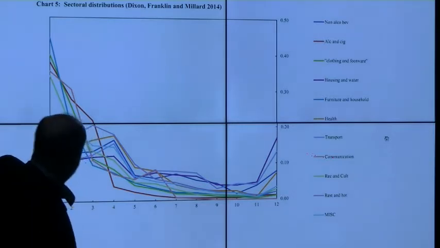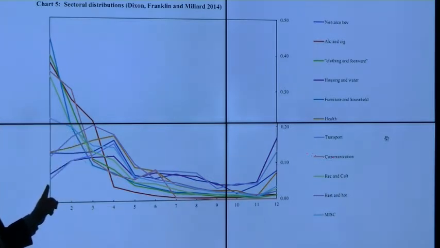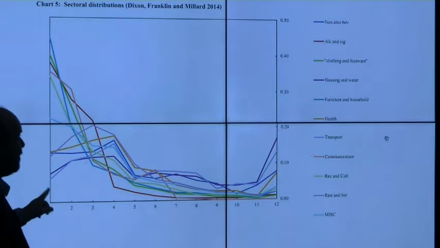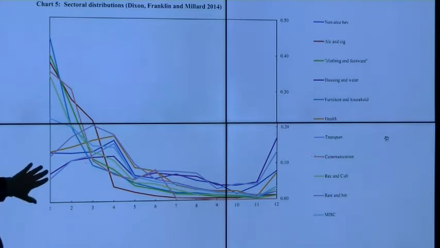Whereas in other sectors, which one is this? I think this is housing and water, and that's restaurants and hotels. Very few change price each month. Most of them last longer.